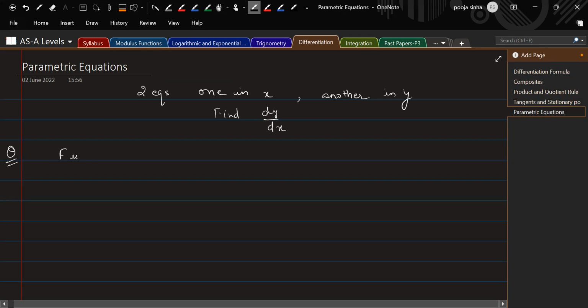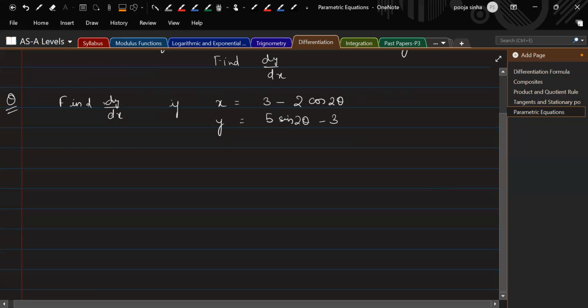So the question says, find dy by dx if x is equal to 3 minus 2 cos 2 theta and y is equal to 5 sin 2 theta minus 3. Do you see that? ना तो x जो है उसमें जो वेरिएबल यहाँ पर है वो थीटा है और जो y है उसमें भी थीटा है और हमको dy by dx निकालना है, करेक्ट? ठीक है, सो अब देखते हैं इसमें हमको करना क्या होगा.